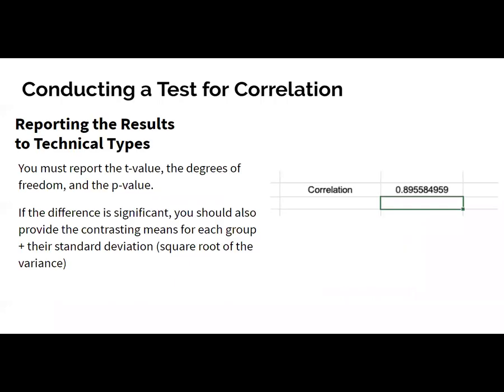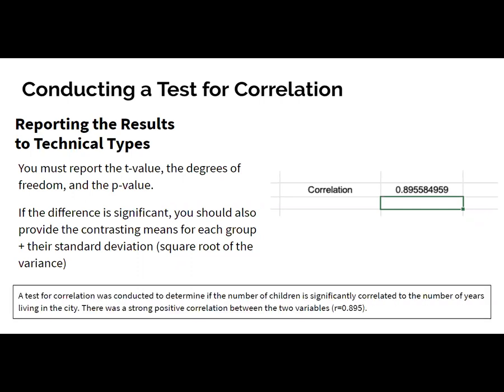Let us do that. Oh, let me just talk about reporting really quickly, and then we'll do it. To report the results, you need to share the degrees of freedom and the p-value. If the significance is different, you should also provide the contrasting means for each of the groups and their standard deviation, which is the square root of the variance. So an example of that: a test for correlation was conducted to determine if the number of children is significantly correlated to the number of years living in the city. There was a strong positive correlation between the 2 variables, and then you just report what that looks like.